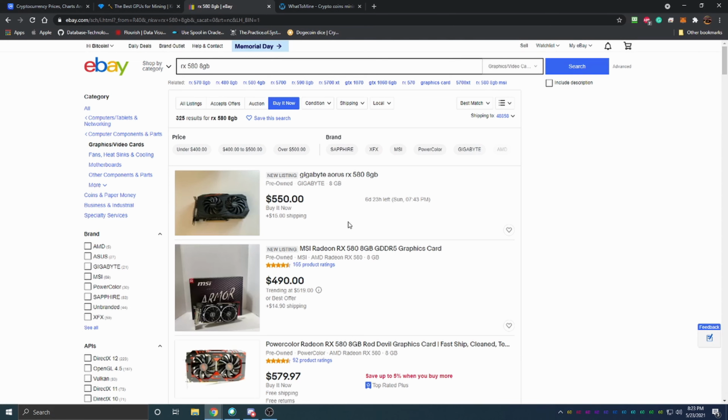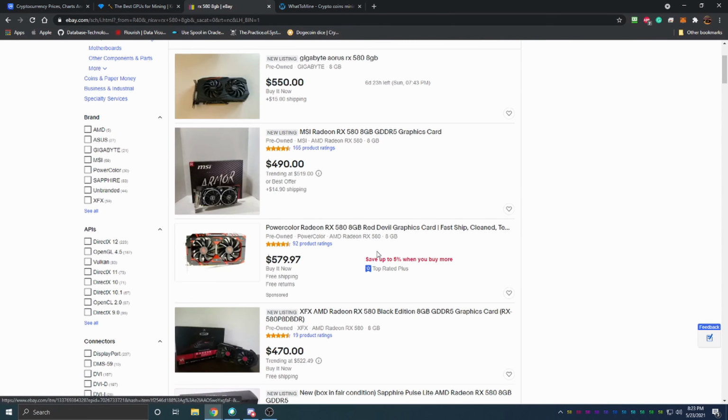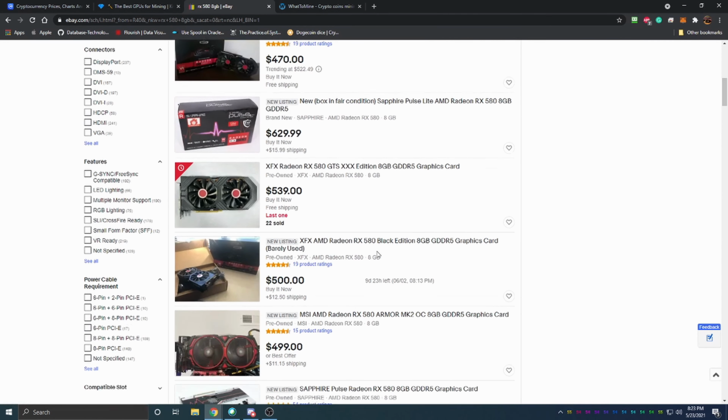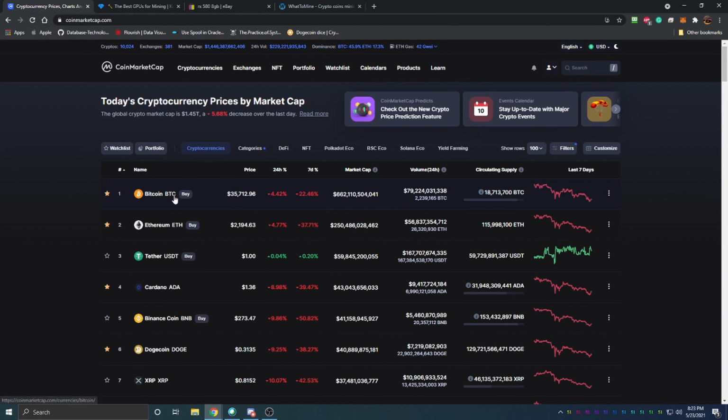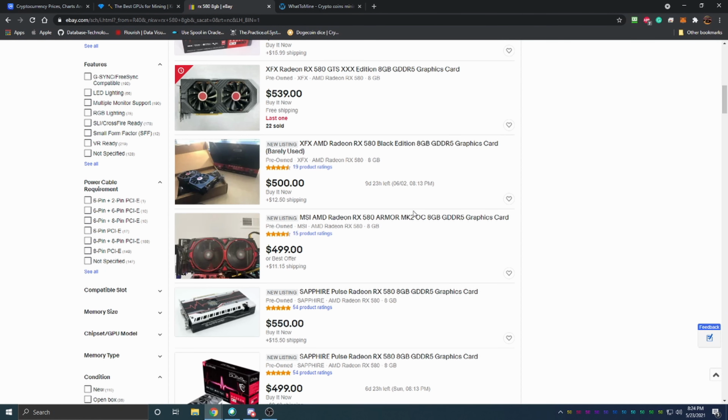These cards are still selling for well over $500 in most cases. So what is to come for these prices and the market for cryptocurrency mining as well as for GPUs? I would expect that if the Bitcoin and Ethereum prices continue to fall in the way that they have been, we are going to see the used market for graphics cards flood with new merchandise, meaning the prices will go back down.